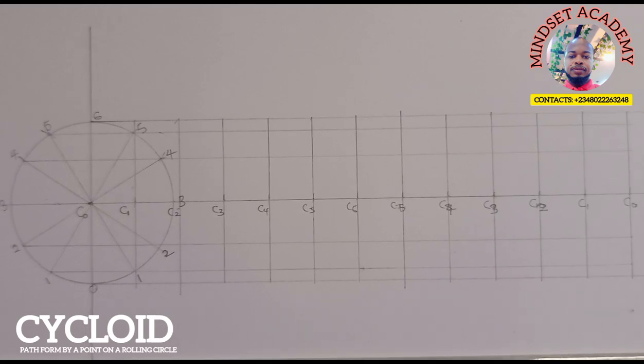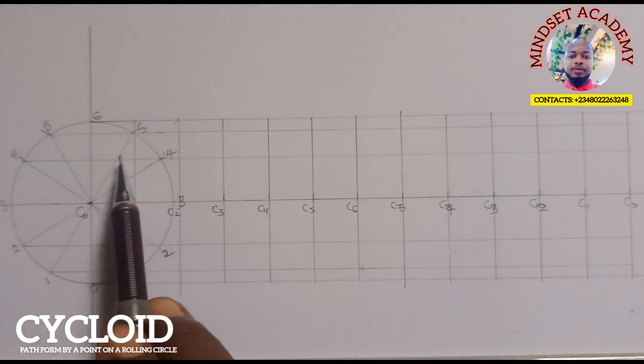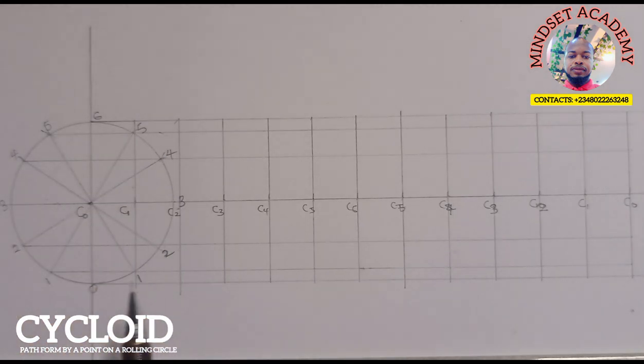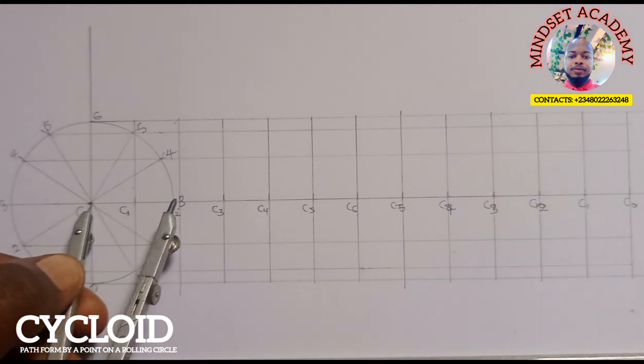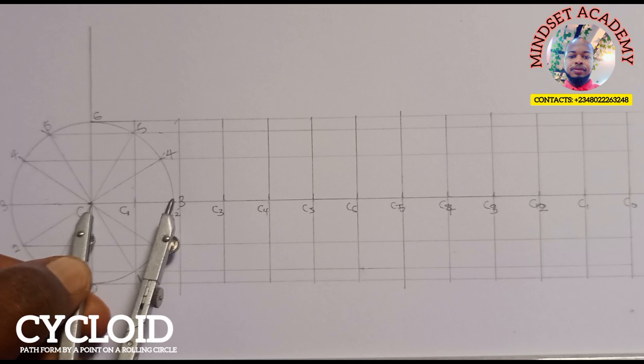So the next thing here is, remember, this is the first circle that is rolling, and this is a point. We've picked a point on the circle. At every stage of the point, we want to know the path that has been formed, which we'll call the cycloid. So what we'll do is you take your compass with that same radius. Can you see? That is the radius of the circle you used.